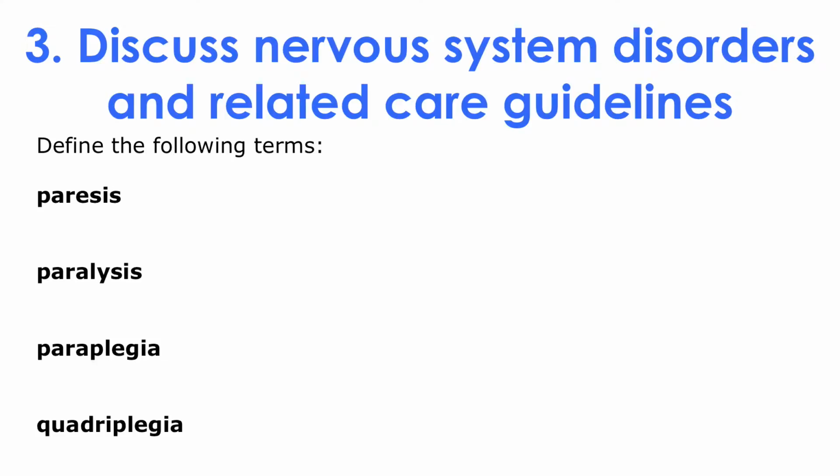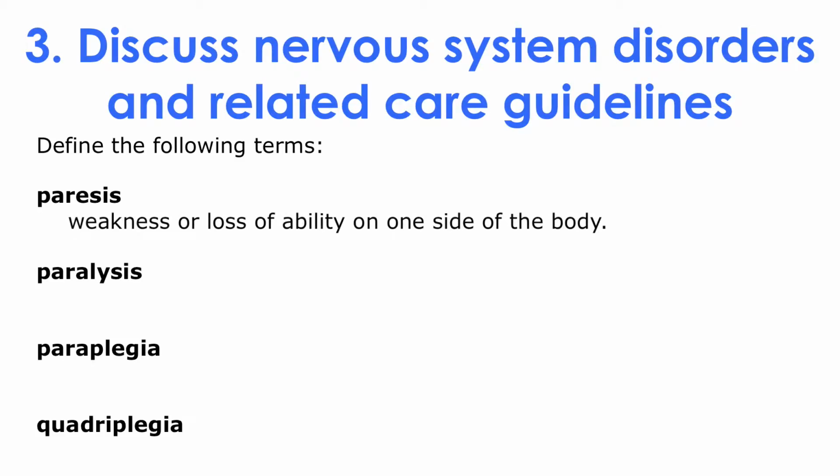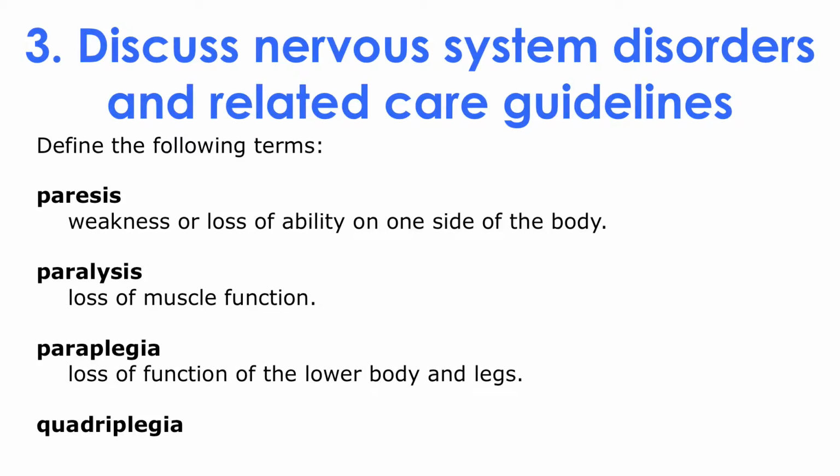Moving on to other diagnoses and other terms that we need to know in nervous system disorders: paresis, paralysis, paraplegia, and quadriplegia. Let's talk about the meanings of these words. Paresis is weakness or loss of ability on one side of the body. When you hear hemiparesis, it means one side or a portion of the body. Paralysis is the loss of muscle function. Paraplegia, on the other hand, is a loss of function of the lower body and legs. Quadriplegia is the loss of function of the legs, trunk, and arms as well. Quad means four.